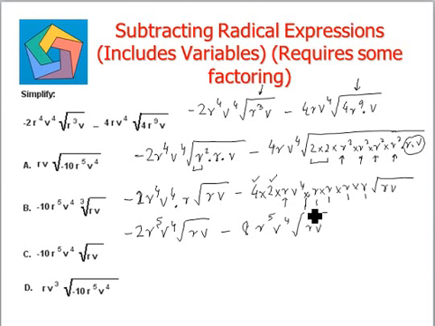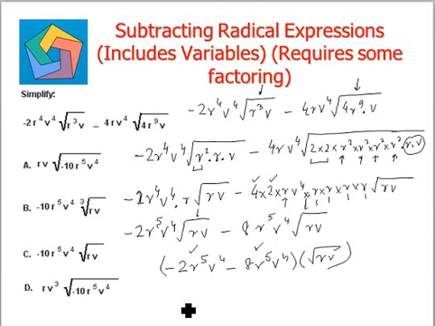Now here we see the radical part is same, so we write down negative 2r5 v4 minus 8r5 v4 inside the parentheses, and we have radical of rv. These two are like terms, can be combined, and this becomes negative 10 r5 v4 square root of rv. This is our final answer, can be seen in option C.